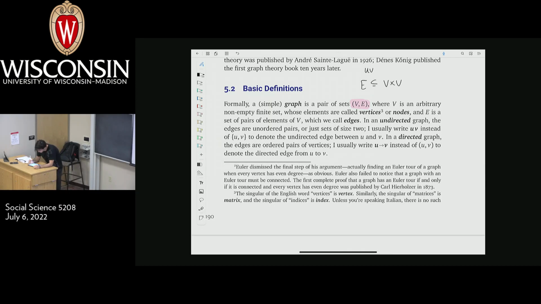The vertices, which are the elements of V, these are called nodes, or you could call them vertices. Either one's fine. So edges are just pairs for an undirected graph. So there's two types of graphs that we'll care about. There's directed and undirected. Undirected graphs are just, they satisfy the symmetry property. So if UV is an edge, that happens exactly when VU is an edge.